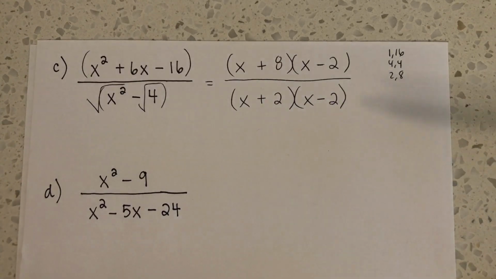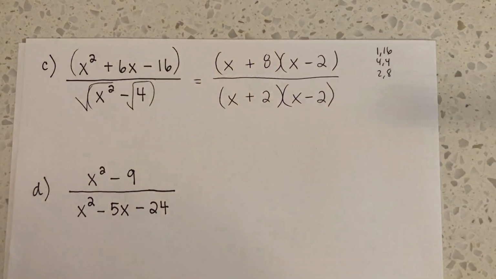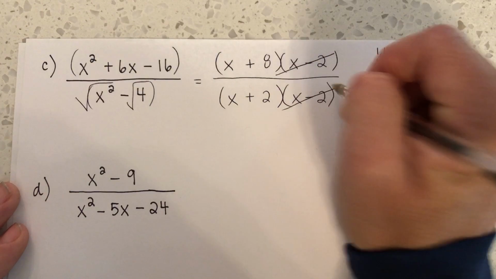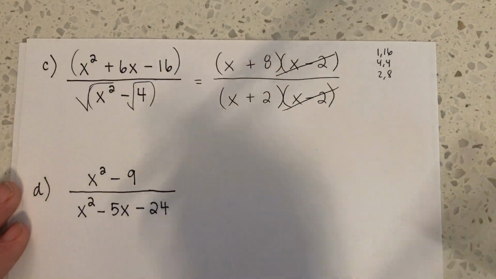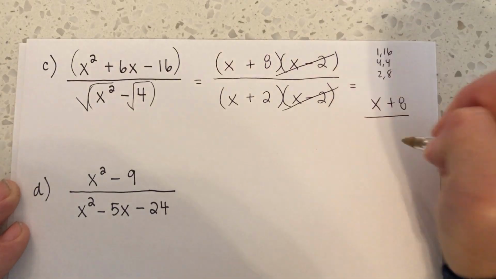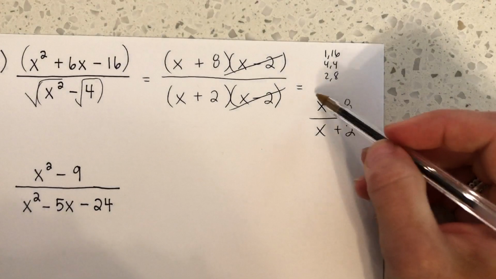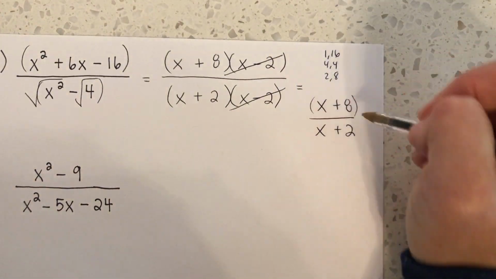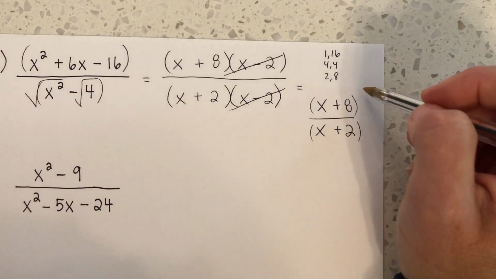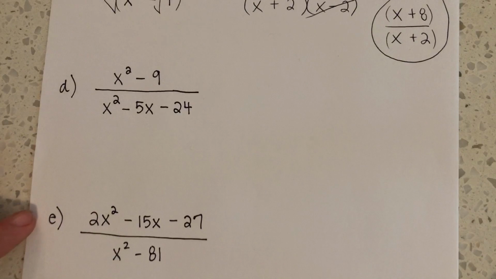All right, so now that we have this factored and we have pieces attached by multiplication, I can cancel out those like factors. So x minus 2 and x minus 2 will cancel, and you'll just be left with x plus 8 over x plus 2. And again, if you think you're going to be tempted to cancel those x's out, then leave them in parentheses so you remember this is a package and this is a package. And you're done. Okay?